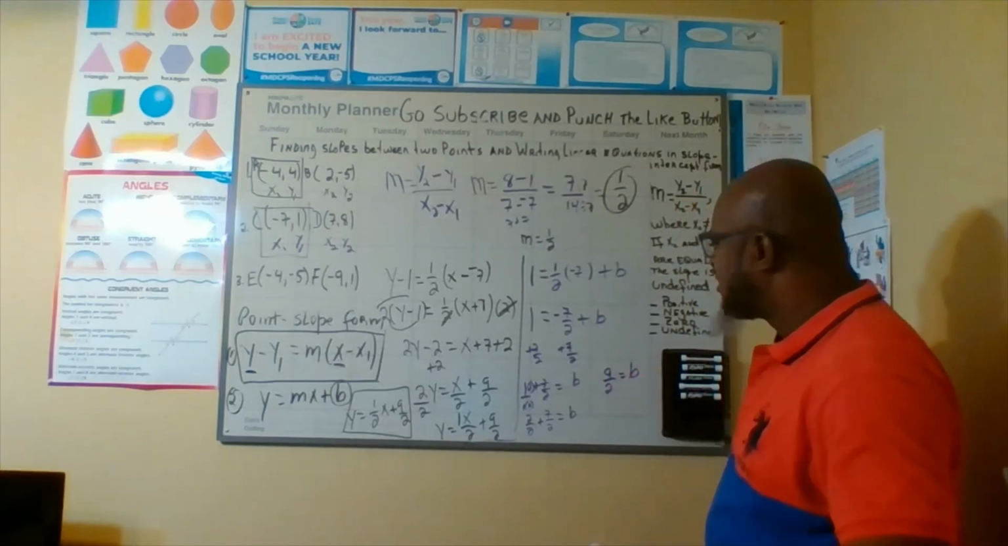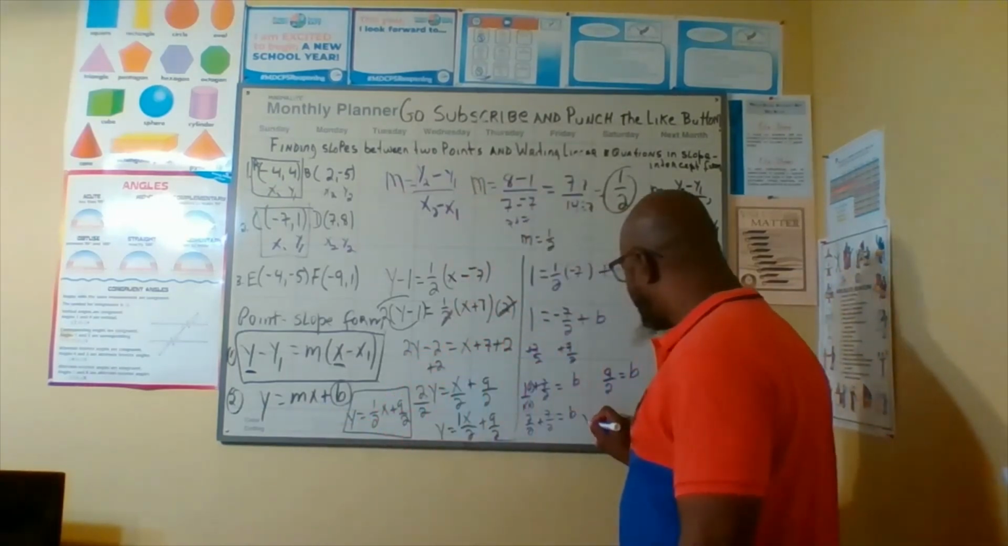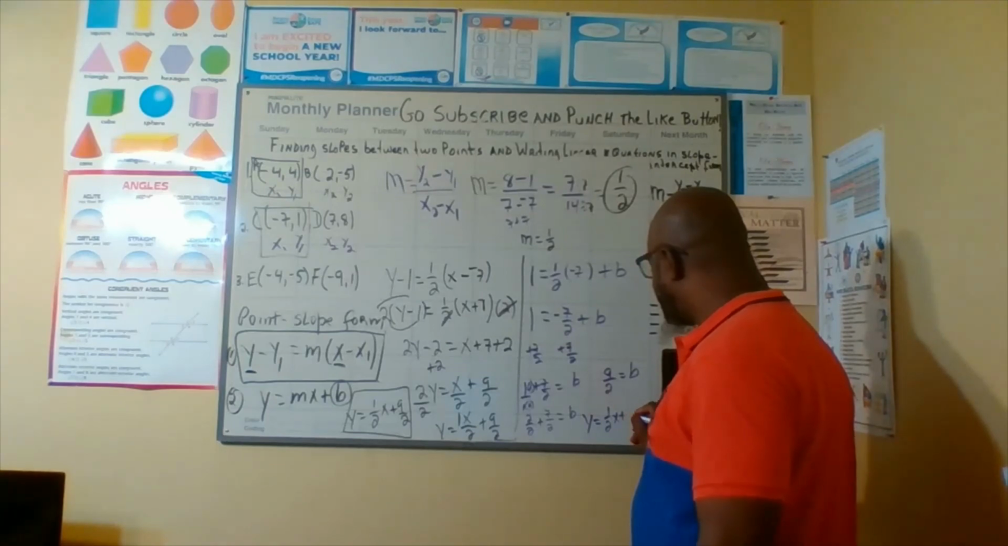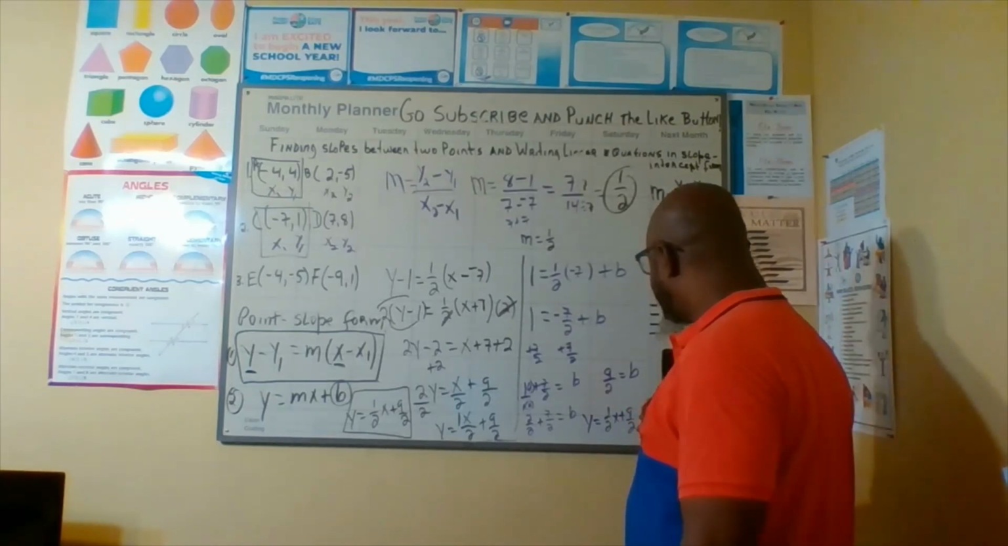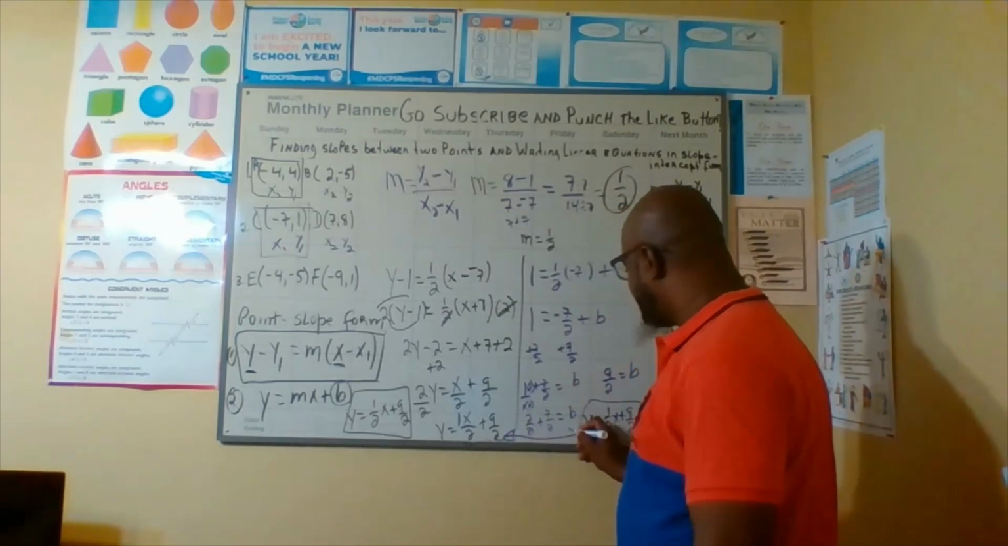So this is b. I will have to replace b here. I will have to replace m here. So I'll have y equal 1/2 x plus 9 over 2. If you compare the two equations, you will see that it's the same.